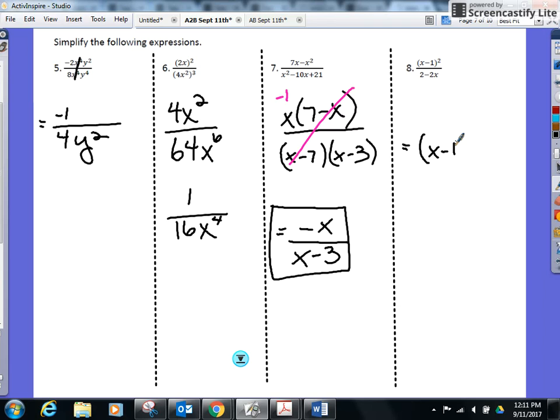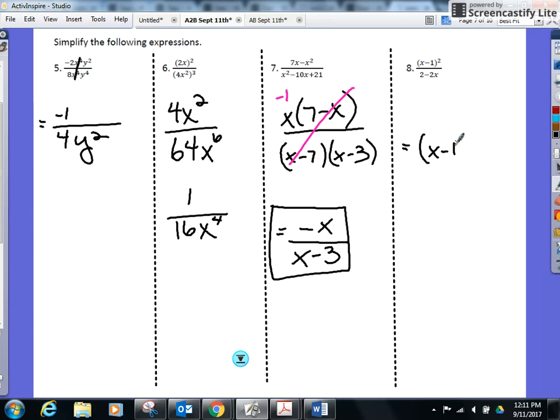Anything you want to do on the bottom? What do you got, Alex? Take out a 2, everyone. Go ahead, take out a 2. What's he left with? 1 minus x.